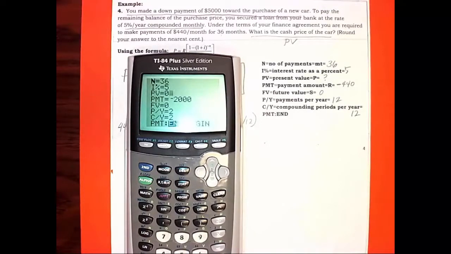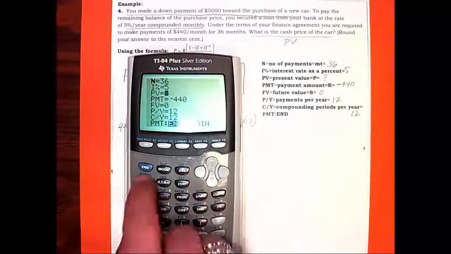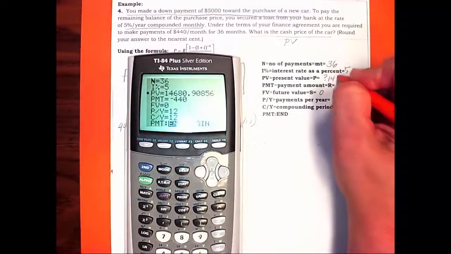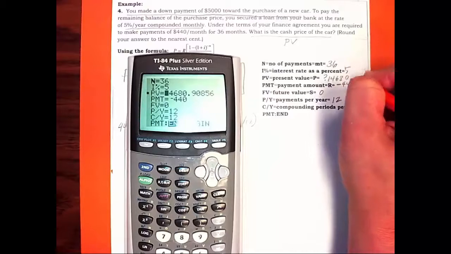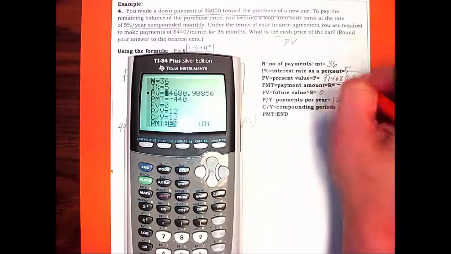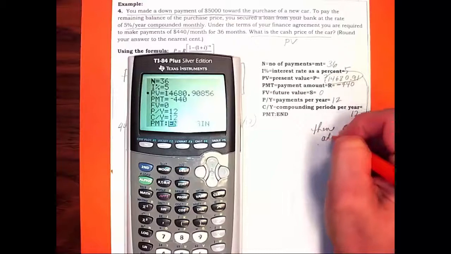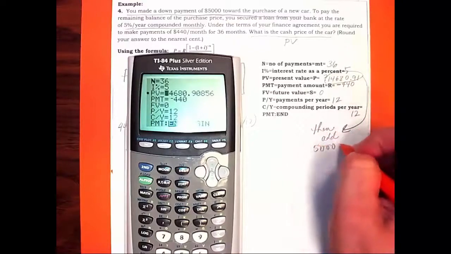You can just put 0 on the one that you're looking for and then go back and put the cursor on top. Alpha, Enter to get the value. So that's what's going to return 14,680.91. So after you got that answer, that's when you would then have to add the $5,000 down payment.